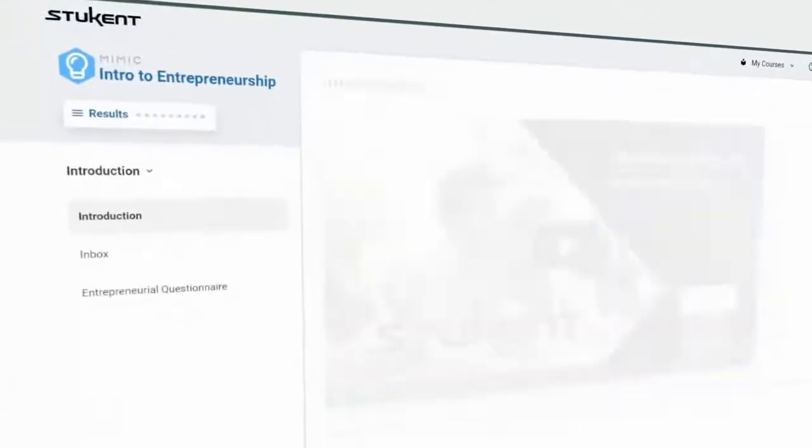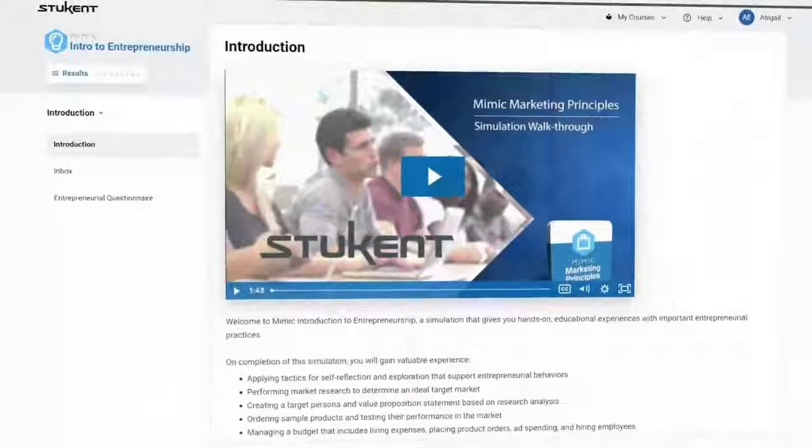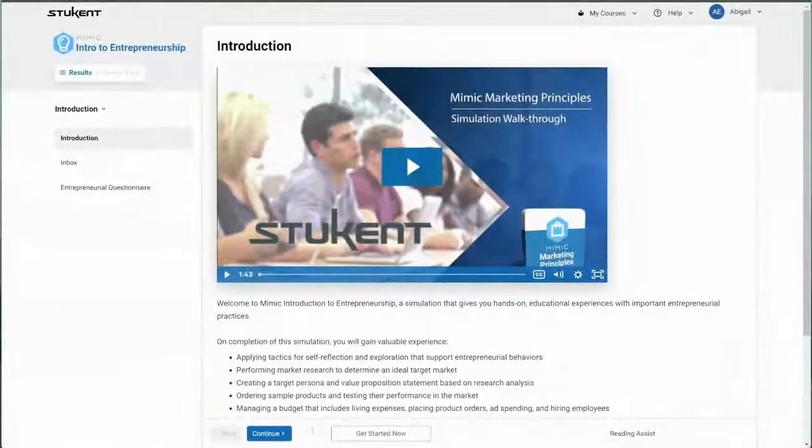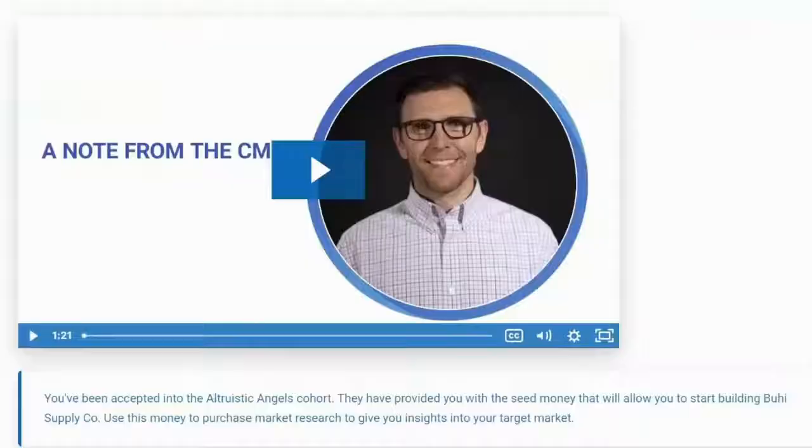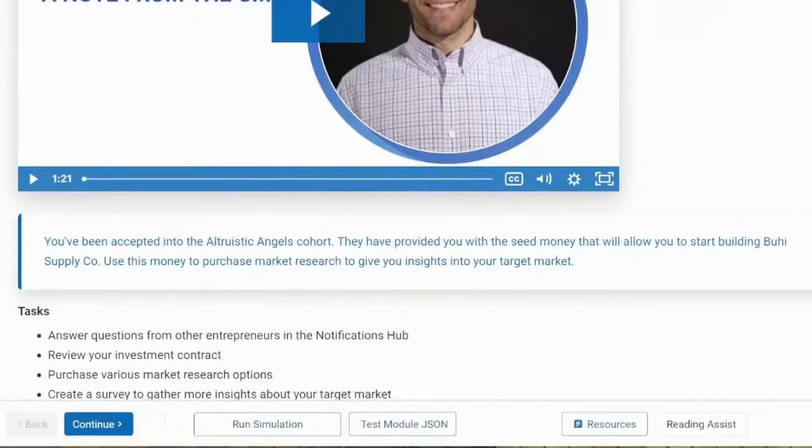When your students enter the simulation for the first time, they'll start in the introduction round. Here, they'll find resources that will familiarize them with the simulation and an entrepreneurial questionnaire that helps define their goals. Once students have acquainted themselves with the simulation scenario, they'll be ready to get started. At the beginning of each round, students will watch a video message from their investment partner. These videos are vital to student success and will guide them throughout the simulation.